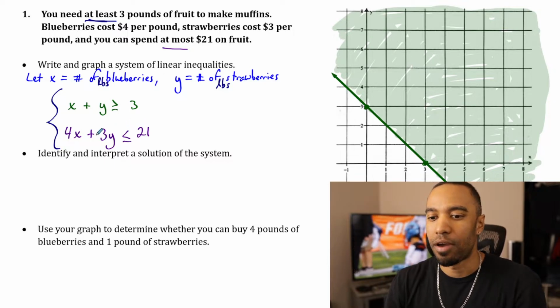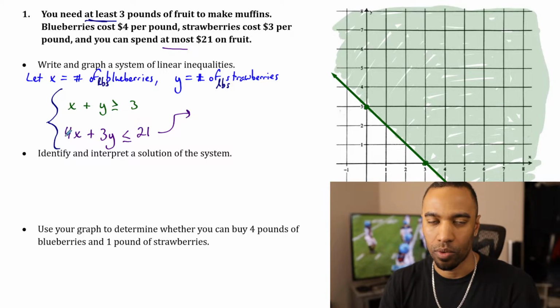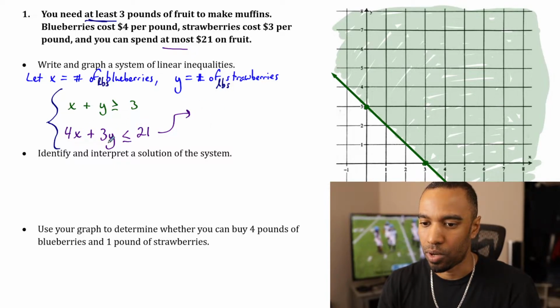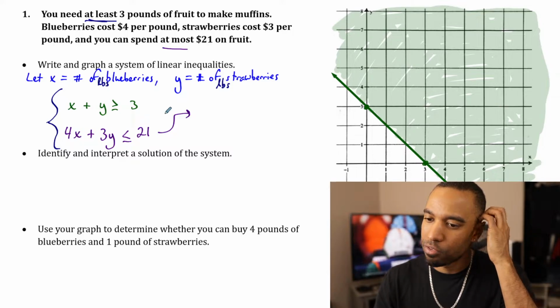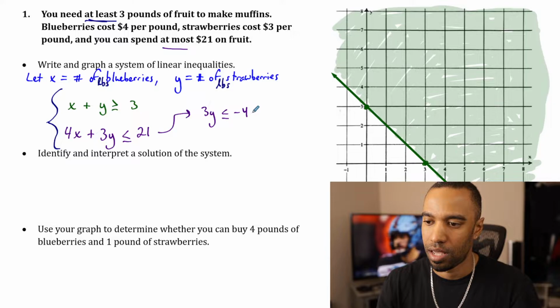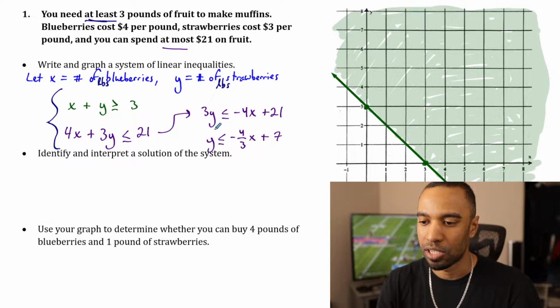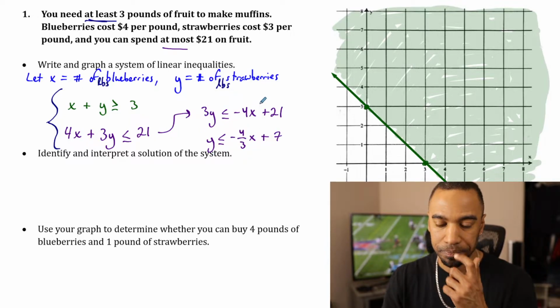All right, so if I were to graph this one right here, I do want to get this one in slope-intercept form because I do not want to divide 21 by 4. So I'm going to subtract 4x from both sides, and then I'm going to divide everything by 3, and I get y is less than or equal to negative 4/3 x plus 7. Again, I divided everything by 3 here. This is rewriting that guy right there.